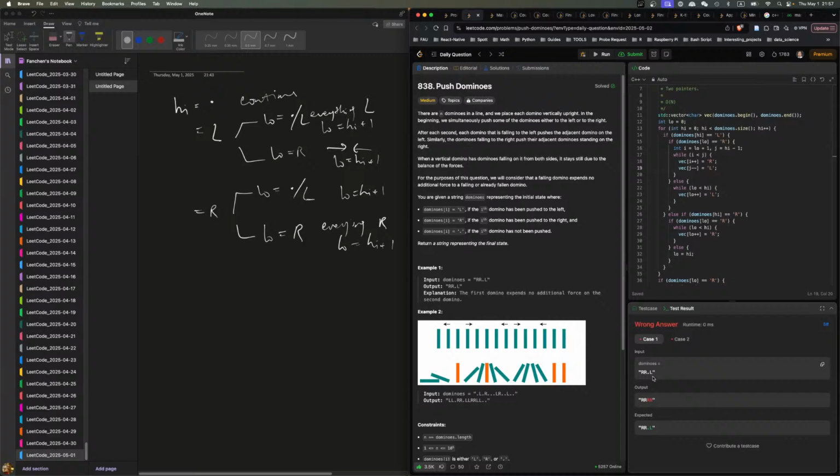But no, low should be here, high should be here. Right? Low plus 1 is this, high minus 1 is this. So I shouldn't even do this in the first place. I think I missed something. Yeah, I definitely missed something. After it's done, I need to move low.